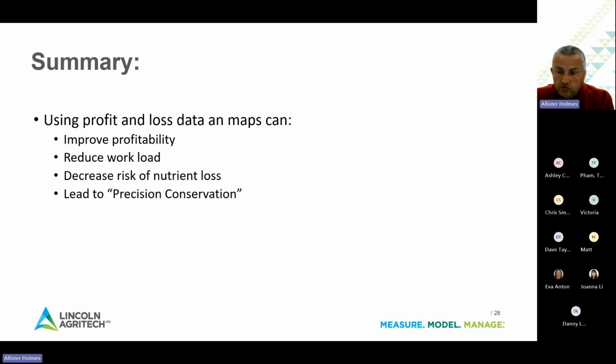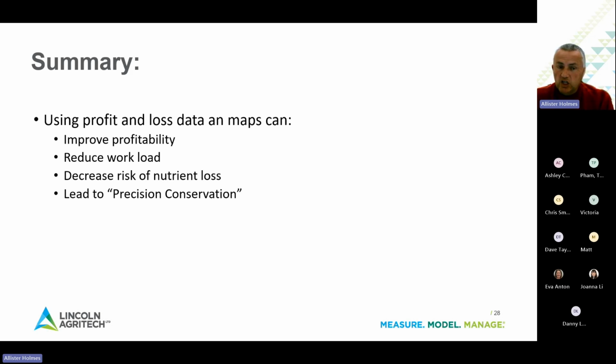So as a general overview and summary, using profit and loss data and maps can improve profitability. It can reduce the workload, so it can actually reduce the area of cropping and still result in a higher yield on average. And I think this next one's a really important one: it can decrease the risk of nutrient loss, because if you're putting on a full rate of nutrient, but the paddock is consistently producing a lower than average yield, that's a very high risk scenario for nutrient loss.